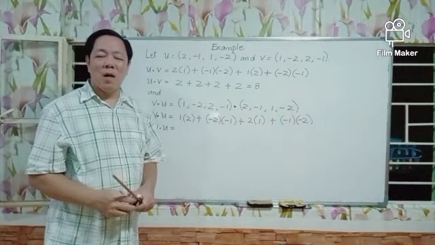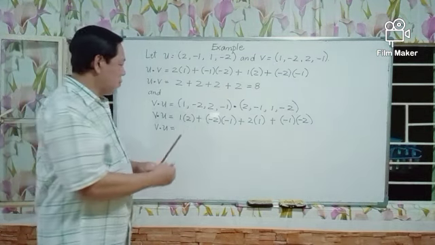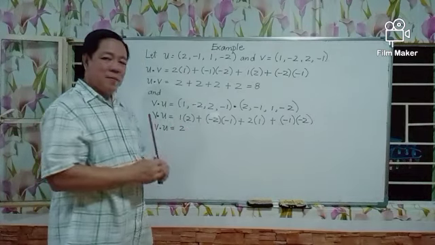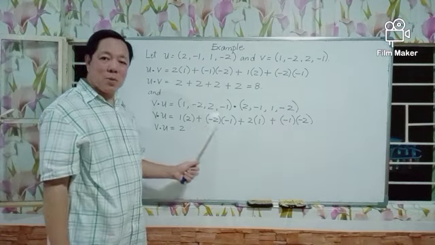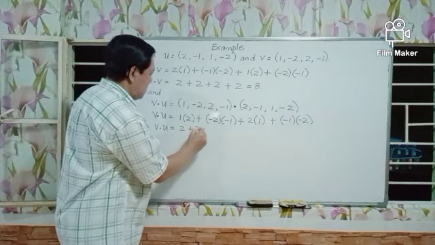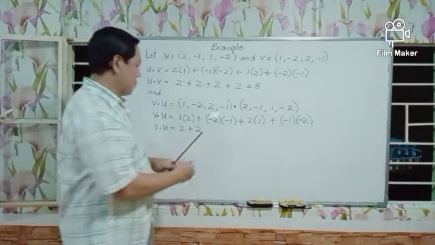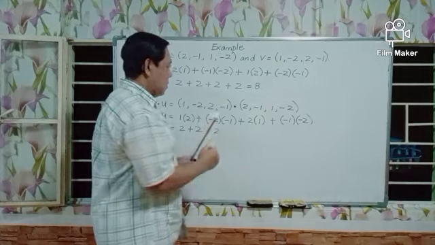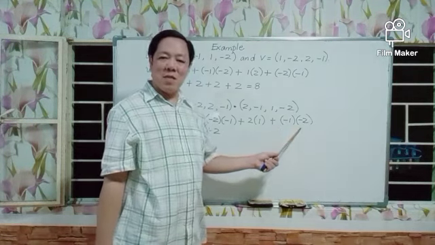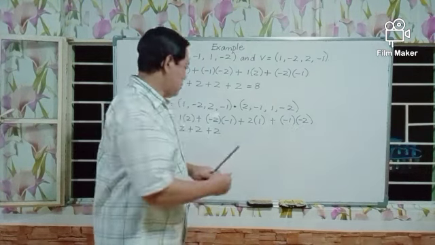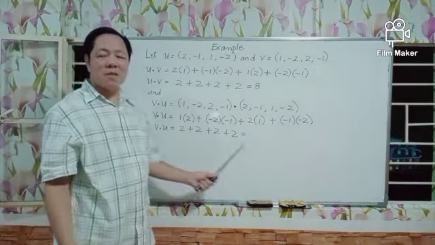And we perform the operation multiplication. 1 by 2 is 2. Negative 2 by negative 1 is positive 2, plus 2. 2 by 1 is 2, plus 2. And the last product is negative 1 by negative 2 is positive 2, plus 2. And we add the products, we get 8.